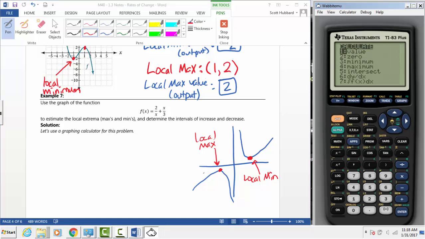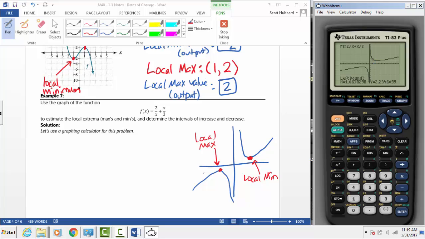Okay, now how do we find that? It's really easy. If you go over here to your calculator and hit the calculate button, so hit second calculate. So let me show that again. I hit second calculate. I'm in the calculate menu, and number 3 and number 4 actually are the minimum and maximum buttons. So if I want to find the minimum, just hit 3, hit enter, and it's going to ask, okay, where do you want to look?